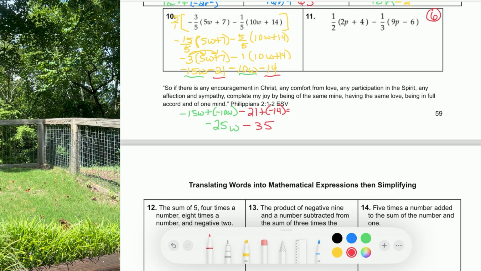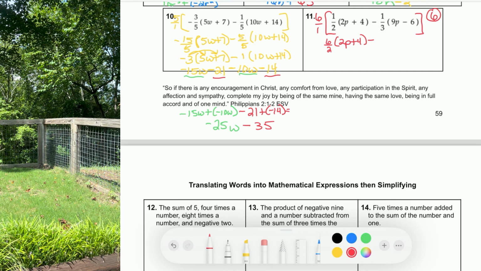So I'm going to write out by 6, okay? So I have 6 times 1/2, which is going to be 6 halves. Rewrite my 2p plus 4.